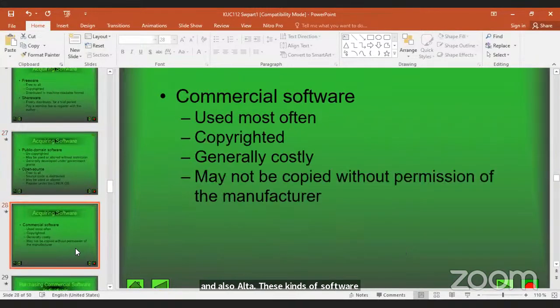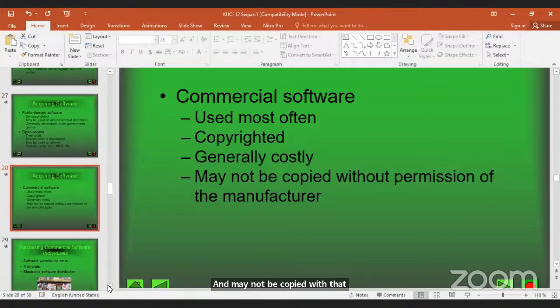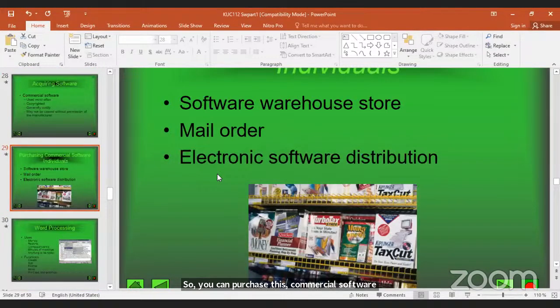So you can acquire a commercial software that comes with a copyright. Most of them are costly and may not be copied without permission of the manufacturer. So you can purchase these commercial software through a store or a warehouse. Some comes in a DVD. Some can be delivered to you through the mail. Some can be delivered to you through a hard disk, or some can be installed for you.